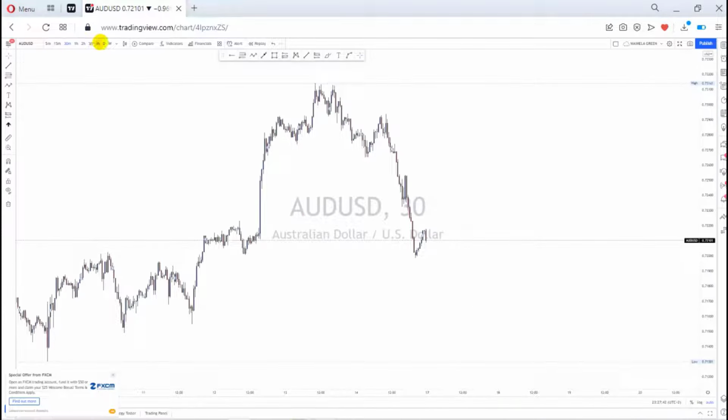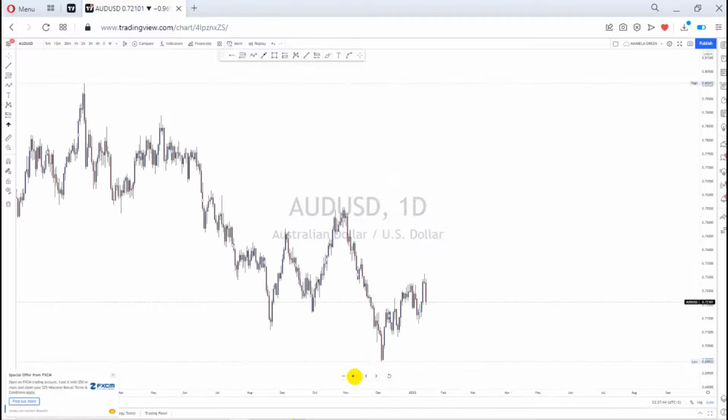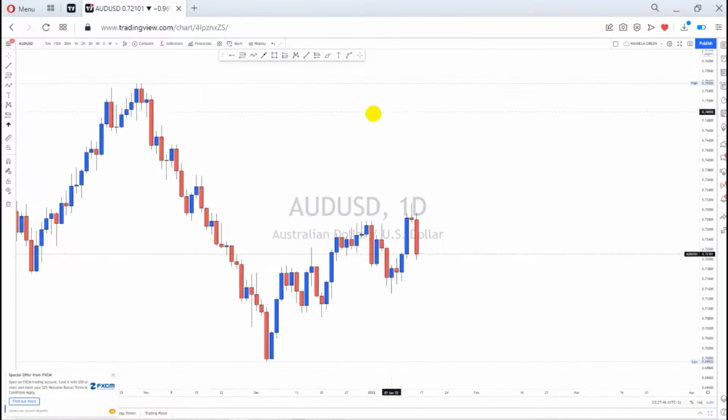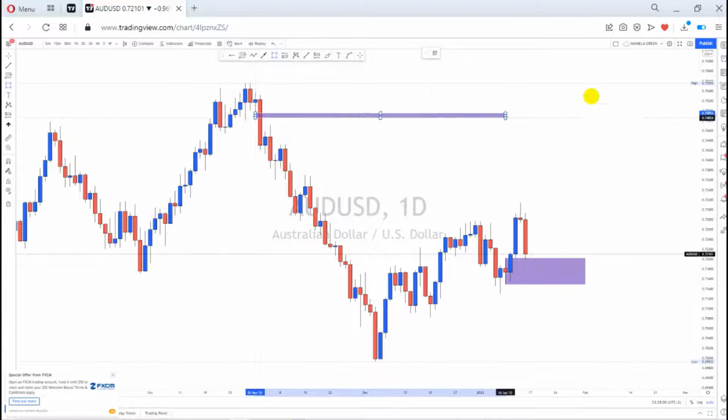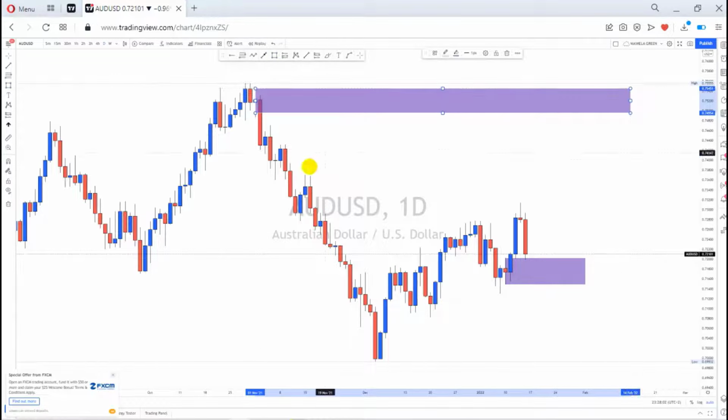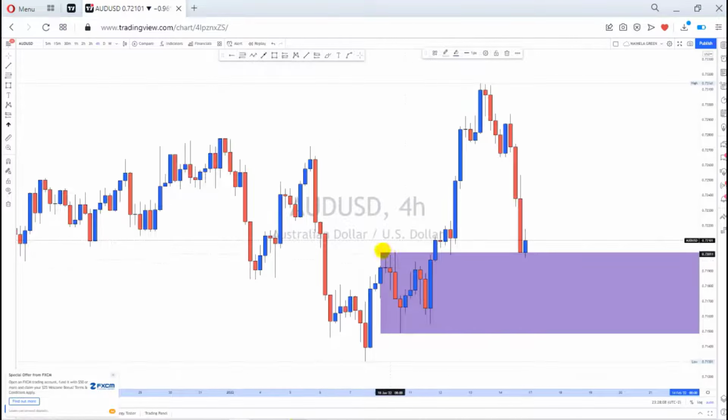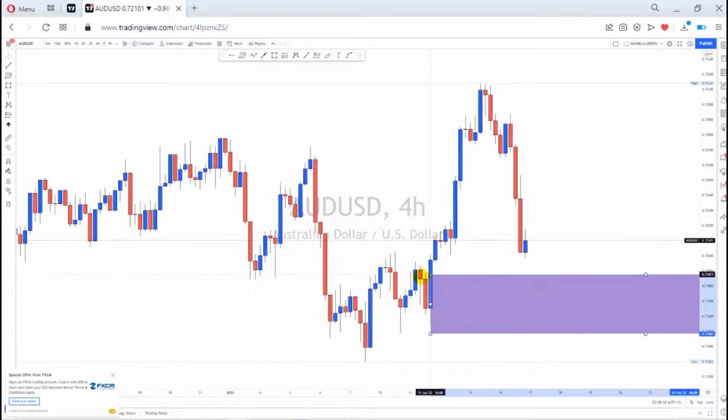Here is AUD, same thing. Let me go to one daily, then I'll push it here, and as you can see, this is what I have. I'm going to analyze both supply and demand. I'll be focusing on these ones here in the middle because they represent a lot of consolidation. So let's go to 4-hour time frame. Then let's go to this one.